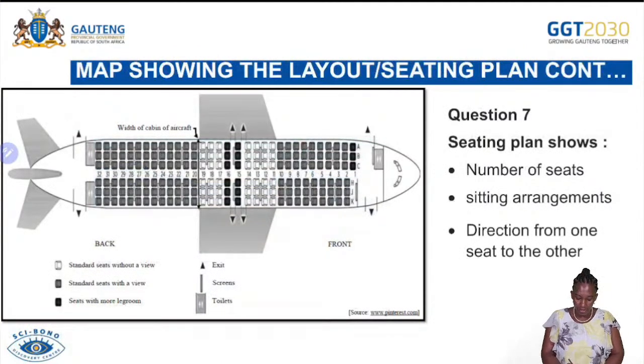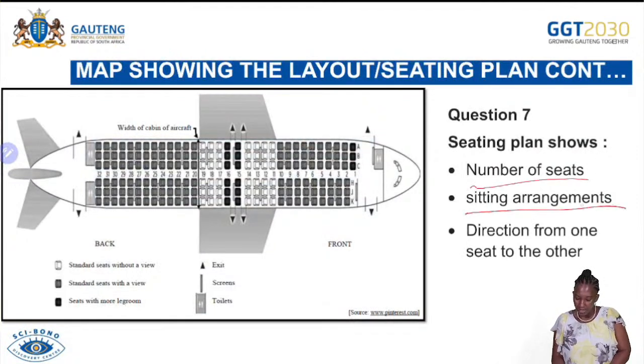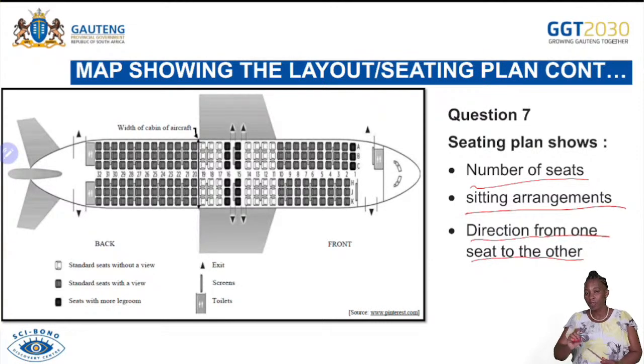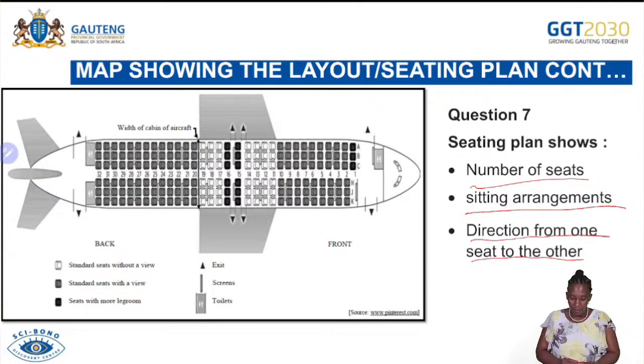Elevation plan. This is another type of question that you can expect in the question paper, your paper 2. The sitting plan is also examinable. You just need to know what the sitting plan entails. A sitting plan shows the number of seats, the seating arrangements, and direction from one seat to the other. Those are the key aspects that you need to know about the sitting plan. It shows the number of seats and seating arrangements.